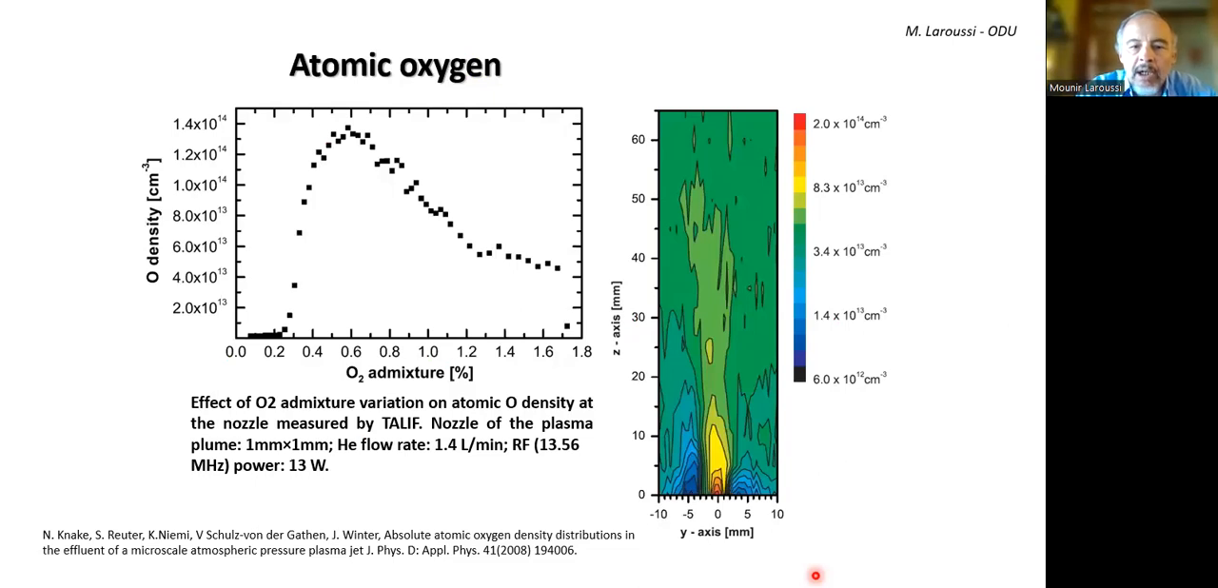I start here with atomic oxygen, and you can see the density versus addition of oxygen. This is an argon plasma, where some oxygen admixture has been added to the flow, and using the TALIF here, you can see that there is a certain percentage that gives you a peak production of O, sorry. And to the right, this is a two-dimensional plot that shows you the distribution of the atomic oxygen, both along the axis and radially.